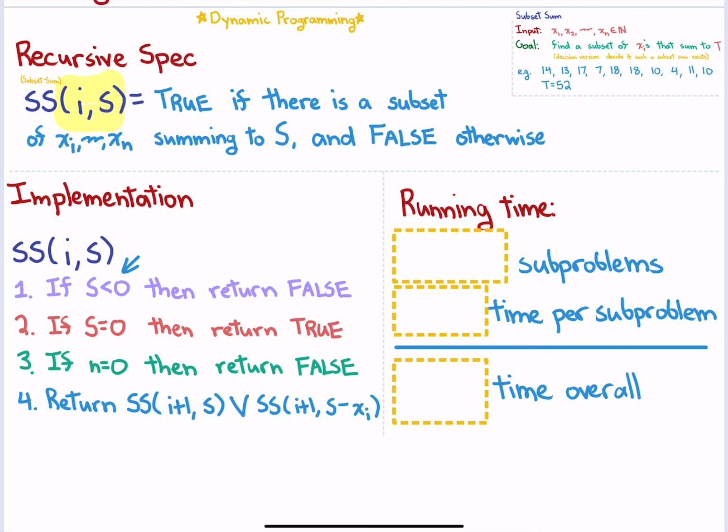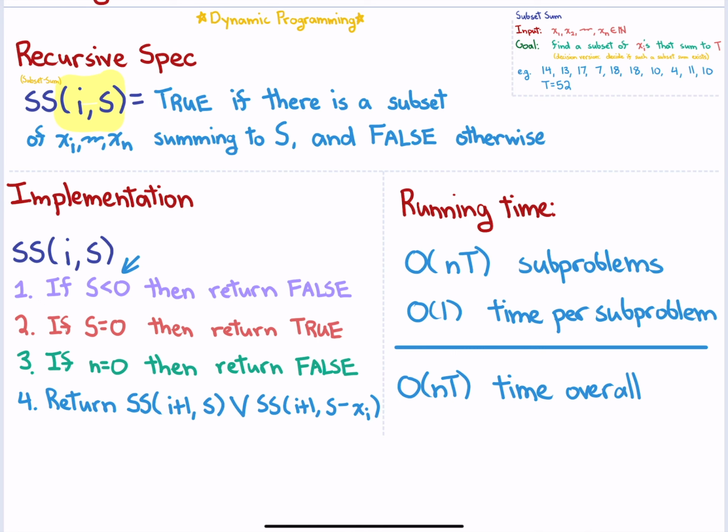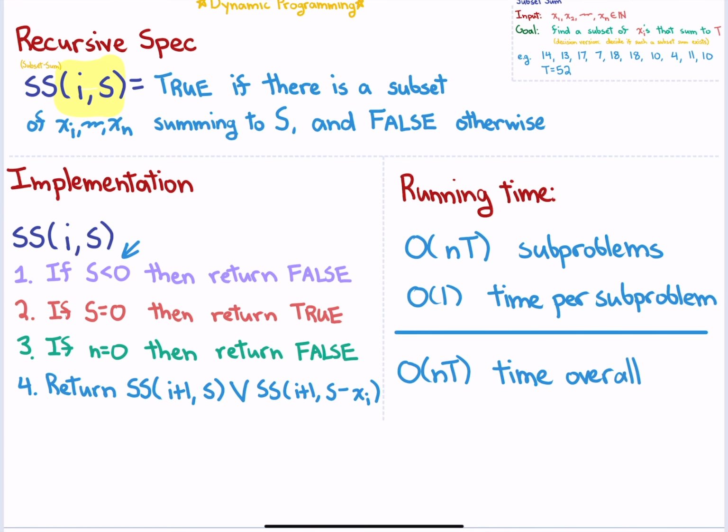So how many subproblems are there, excluding the base cases? N times t subproblems. And how much time does it take per subproblem? 1. So how long does it take overall? N times t. Good, so it's a simple dynamic program. I think this is actually much simpler than some of the examples we did earlier on, or on the test.